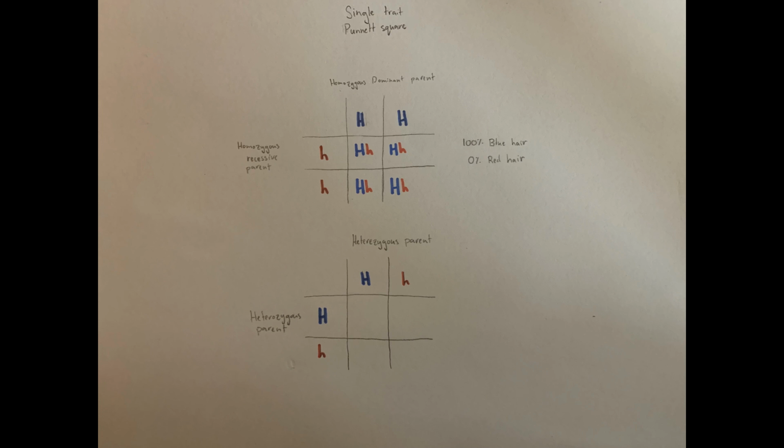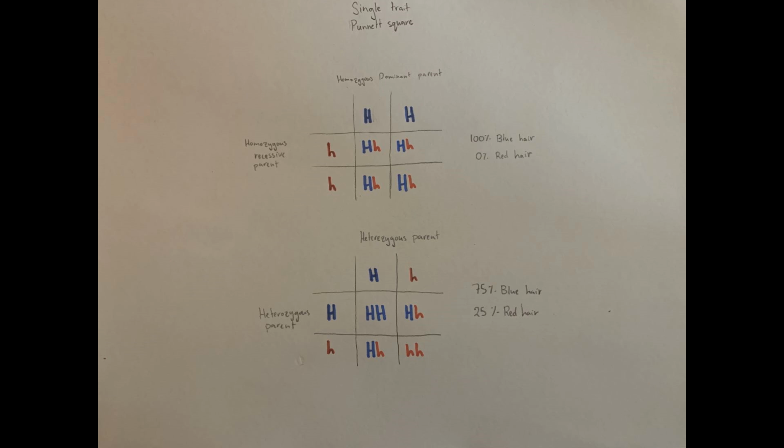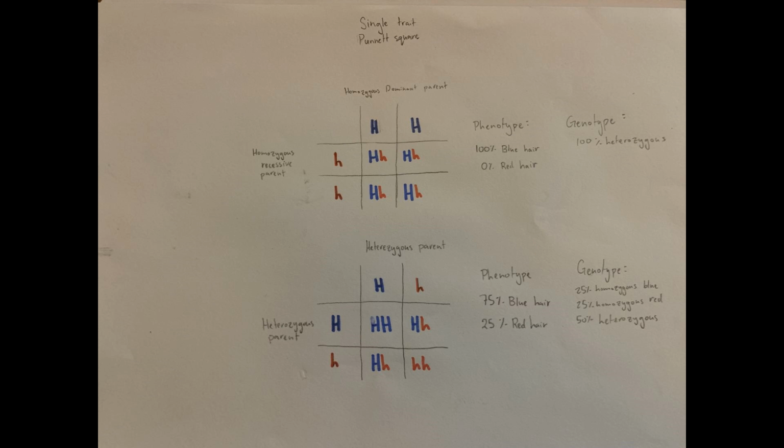If the parents were heterozygous, only 75% would have blue hair in the phenotype, and 25% would have red hair. In the genotype, 50% would be heterozygous, 25% would be homozygous for blue hair, and 25% would be homozygous for red hair.